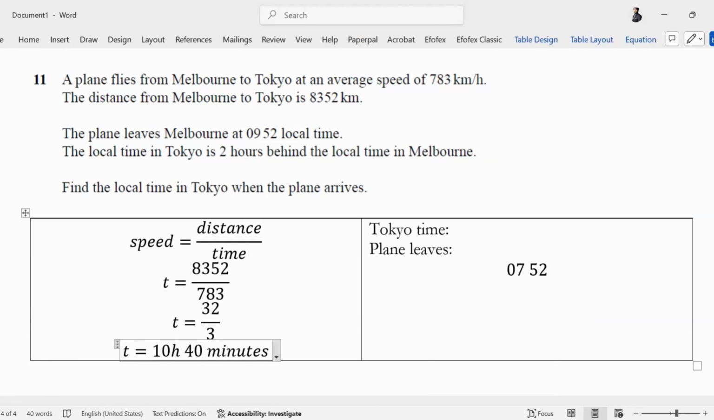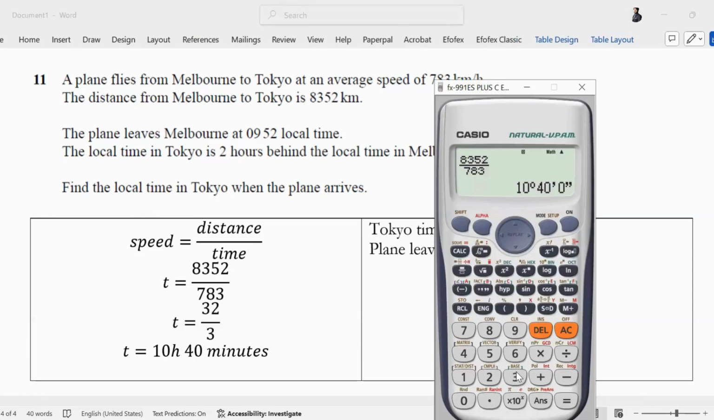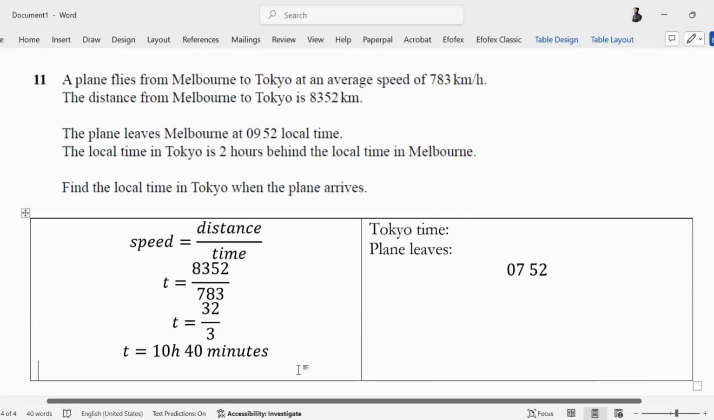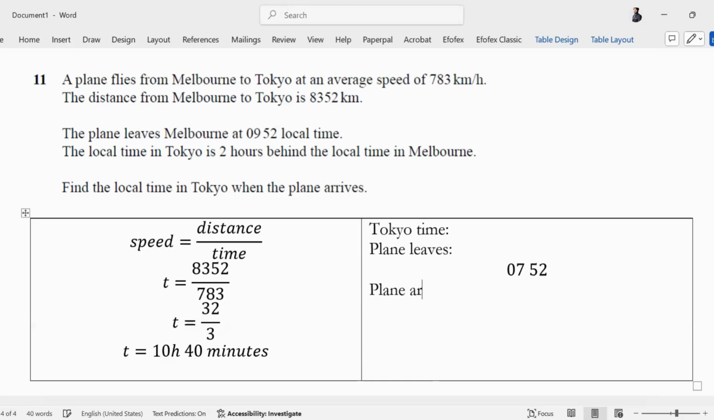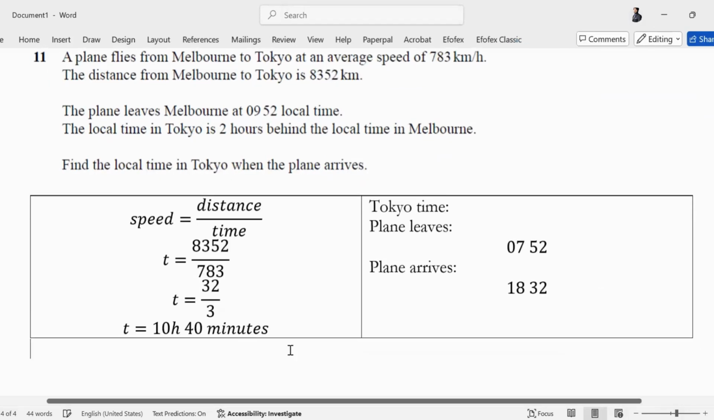Now what do I need to do? I need to add this to 7:52. So what can I do? I can just take 10 hours 40 minutes and add 7:52 as a time, and it will give me the time as 18:32. So plane arrives at 18:32 Tokyo time. So you can use your calculator for these calculations of time.